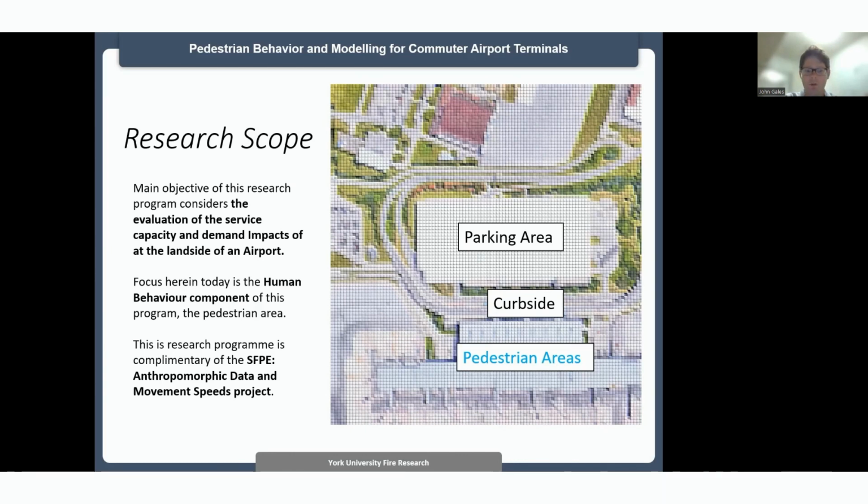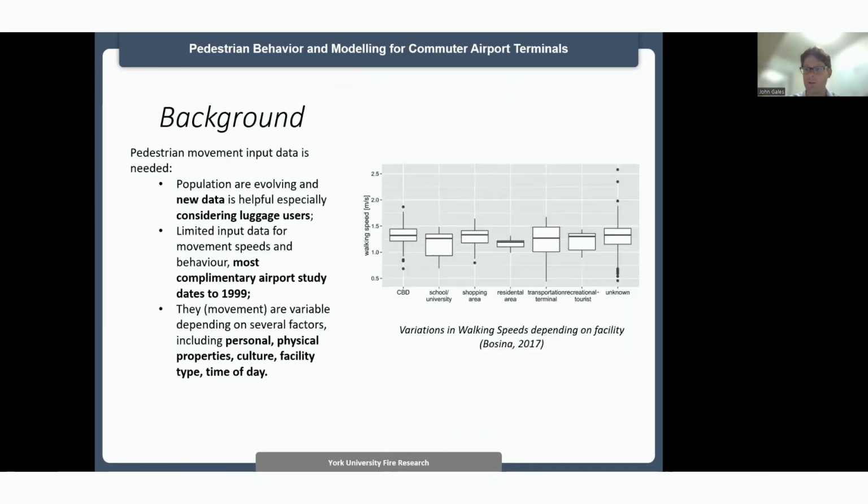The human behavior component is complementary to a recent SFPE project that we had funded through the anthropometric data and movement speeds project. In terms of the focus of what we're showing today is really about movement speeds, but putting it into the context of a particular environment. Airports have a lot of very interesting data that can be presented with them. Specifically, we're focusing in on luggage users and the effect of luggage on the users within the airport, or at least what we can observe within this particular one.